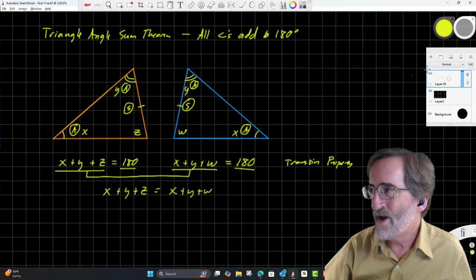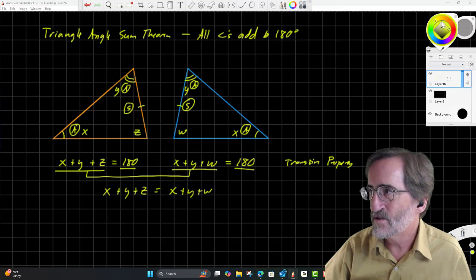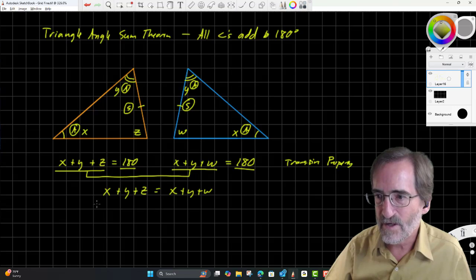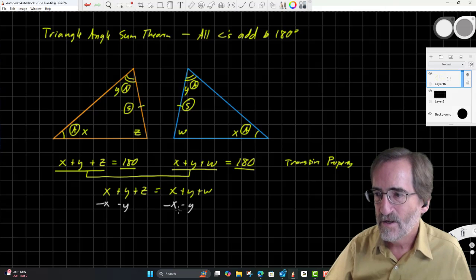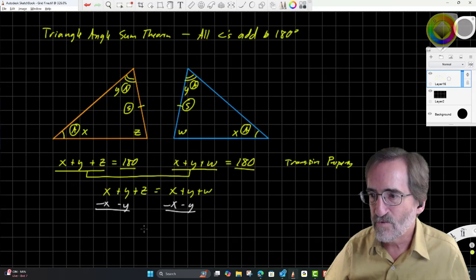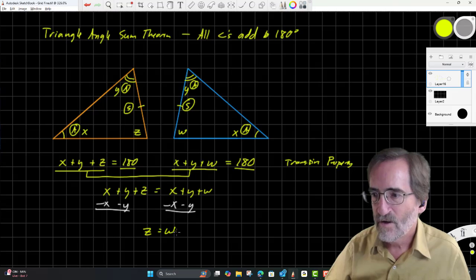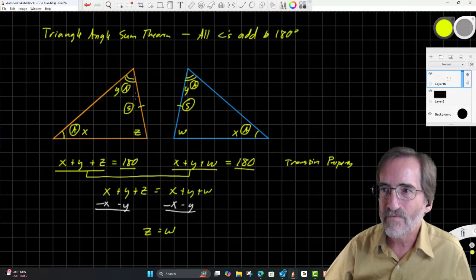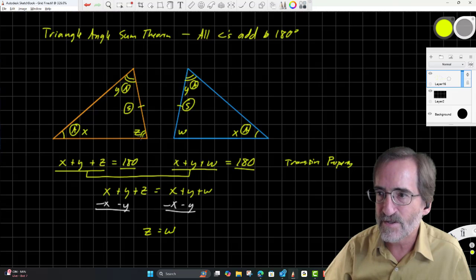Now if I subtract X from both sides, that'll get rid of the X's. And if I subtract Y from both sides, that'll get rid of the Y's. And when I do so, what remains? But Z equals W. So we have just proven that if 2 angles of the triangle are the same, then the third angles are necessarily the same as well.